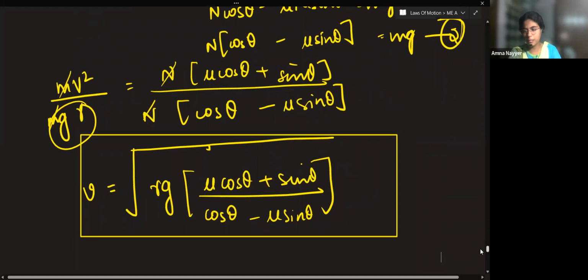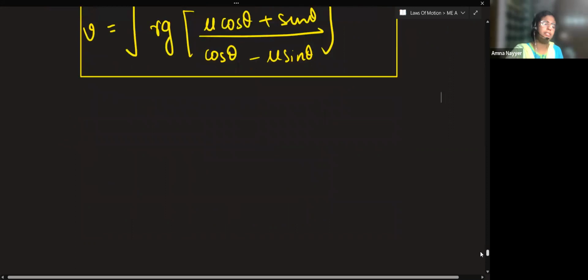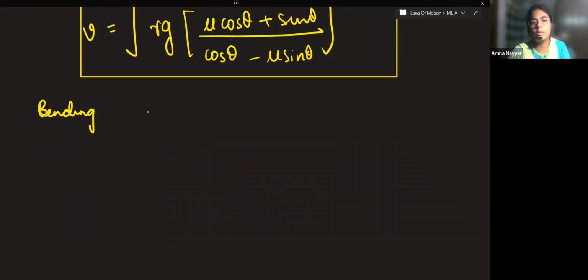Okay, one last topic, that is bending of cyclist. So that also derivation we'll do. Derivation is very easy and very small. Formula you have to remember, and directly formula based questions only will come from here.